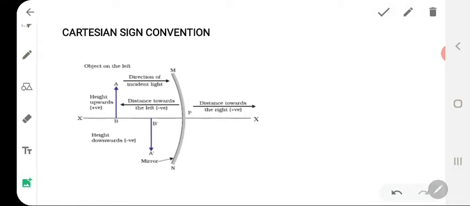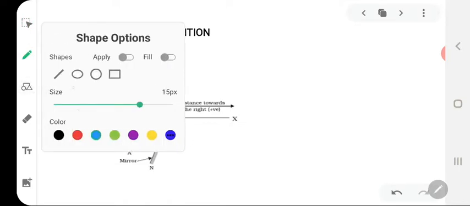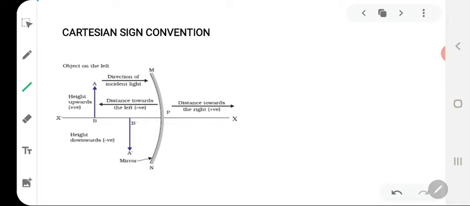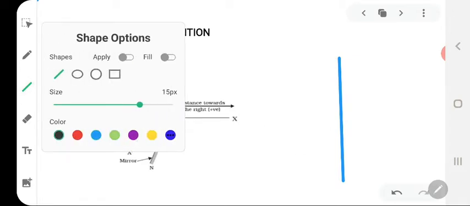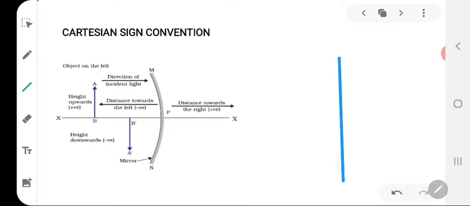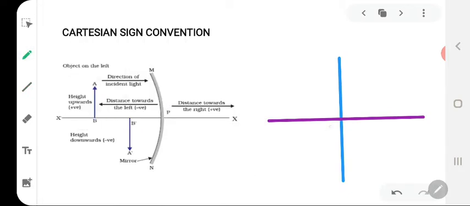For this, let me just create some space so that I can show you. Fine. So when you are drawing a graph, there are two axes that are mutually perpendicular to each other. The point of intersection is the origin. The horizontal axis is marked x and x dash, while the vertical axis is marked y and y dash.